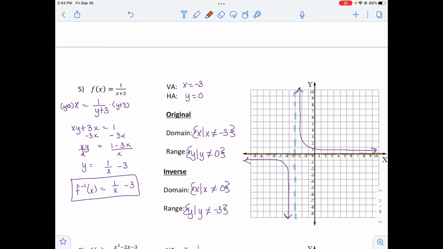All right, and then here's number 5. We've got it graphed. Notice that our vertical asymptote, we never cross it.